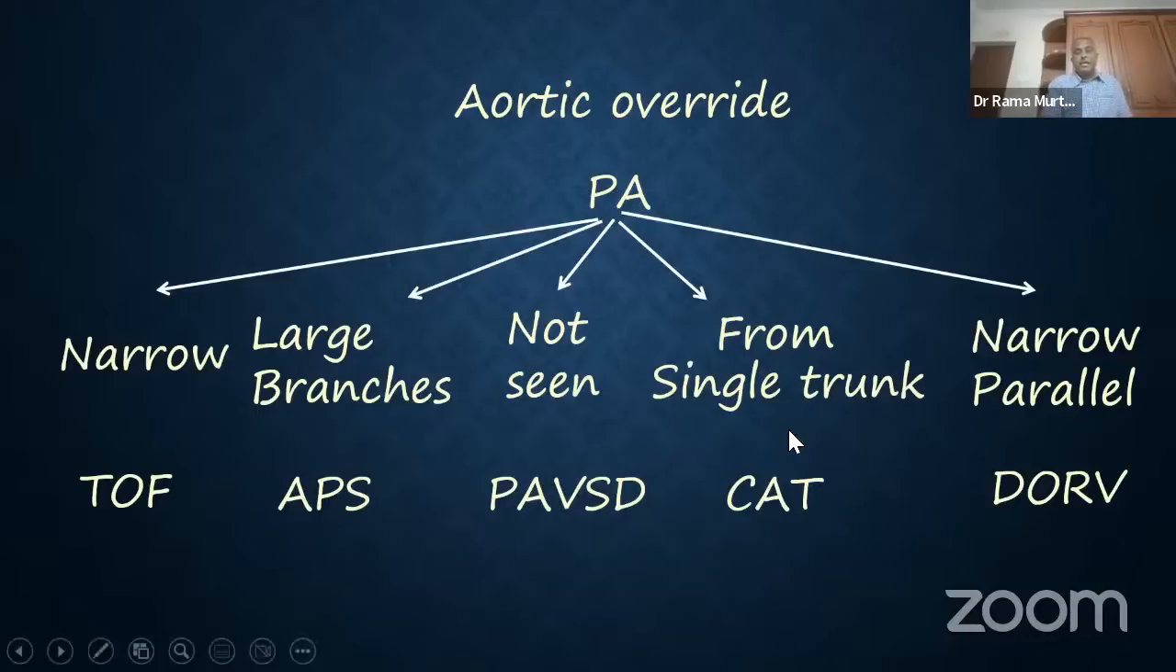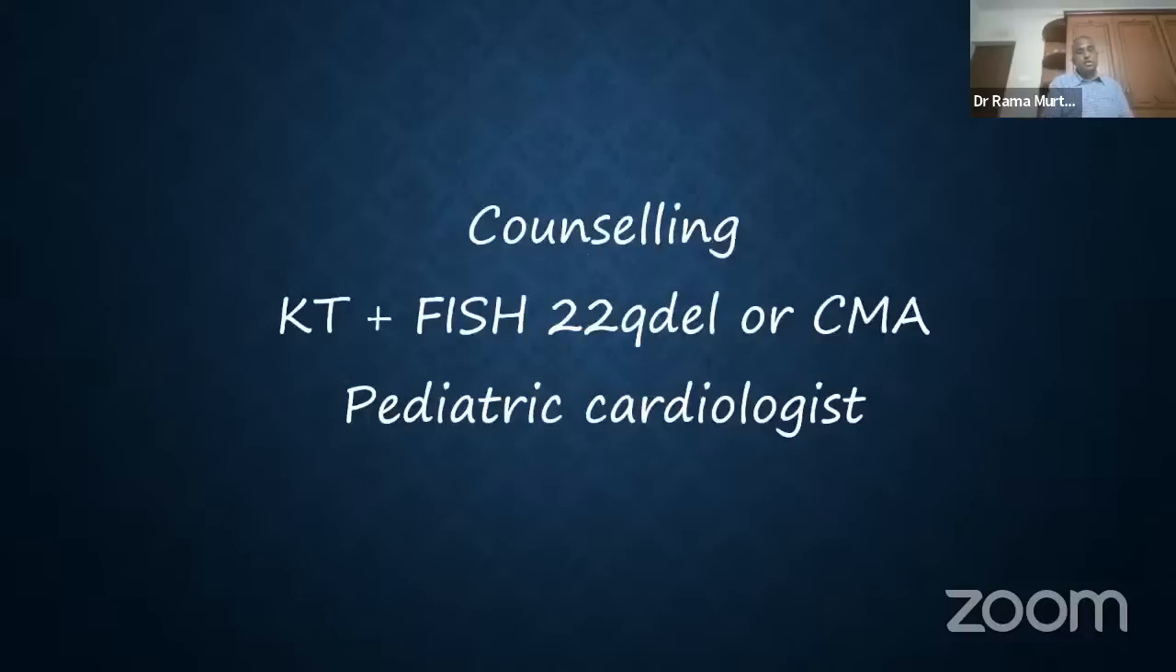If the pulmonary artery arises from the same trunk from which the aorta is arising, that is a common arterial trunk. And if the pulmonary artery is narrow and it's parallel to the overriding aorta, that becomes a DORV. So that is a very simplistic way of looking at the role of the status of the pulmonary artery in a case of aortic override, which will get you closer to your diagnosis.